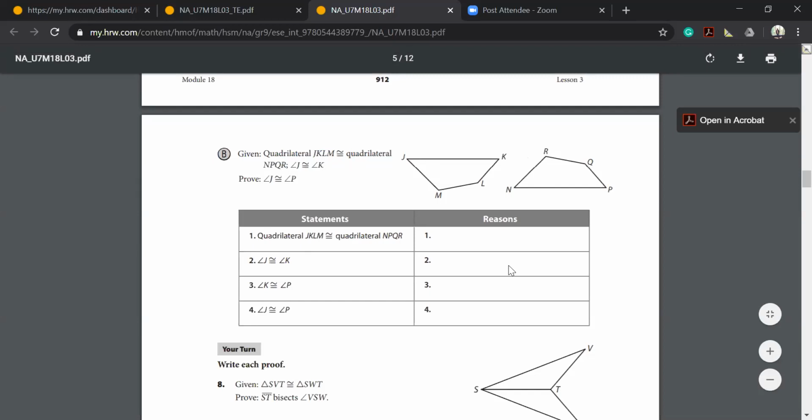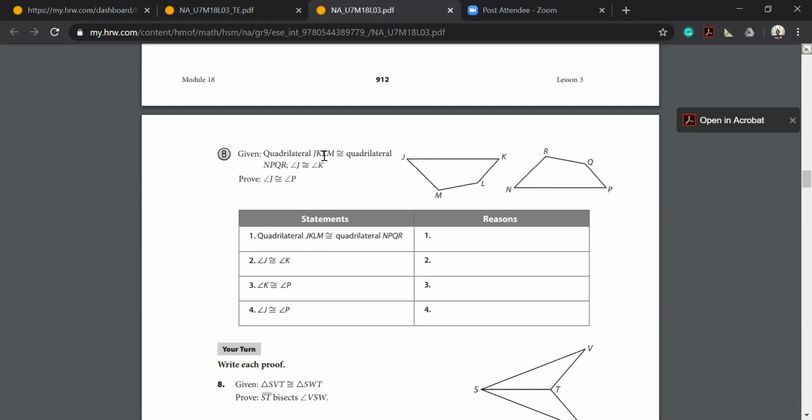Then let's try to use these givens to find our answer. Since these two quadrilaterals are congruent, he is asking about J and P. Angle J is congruent to what? To angle N. According to the congruency, angle J is congruent to angle N. This is not going to help me. Let's go to the second angle. Angle K is congruent to angle P.